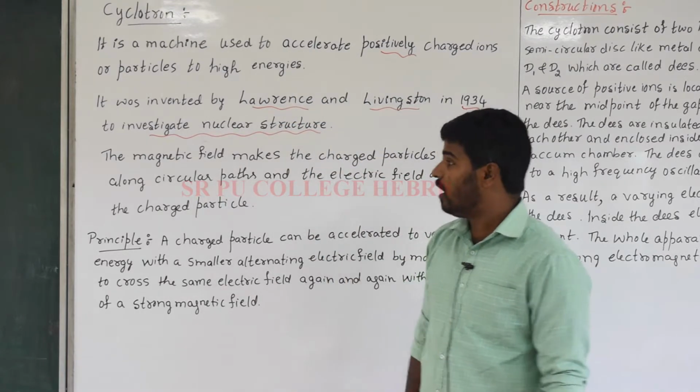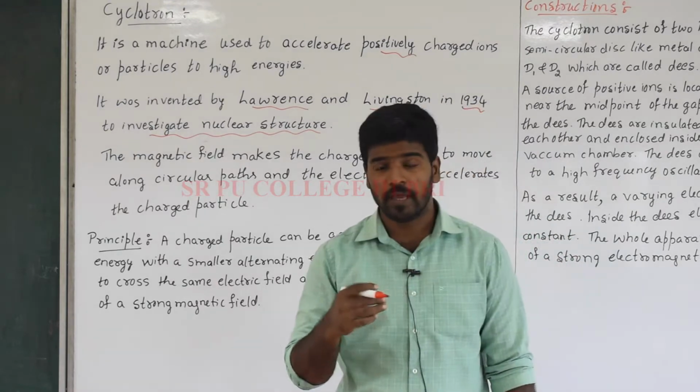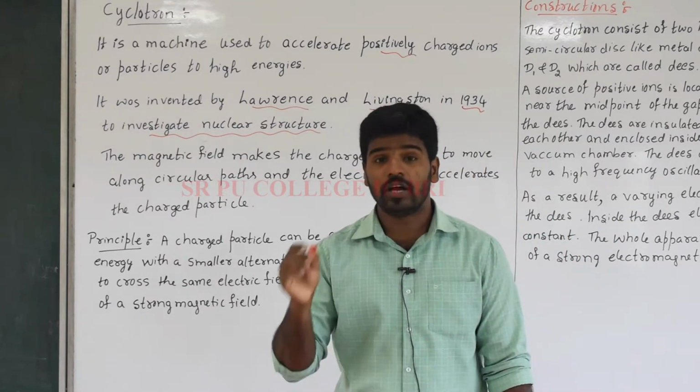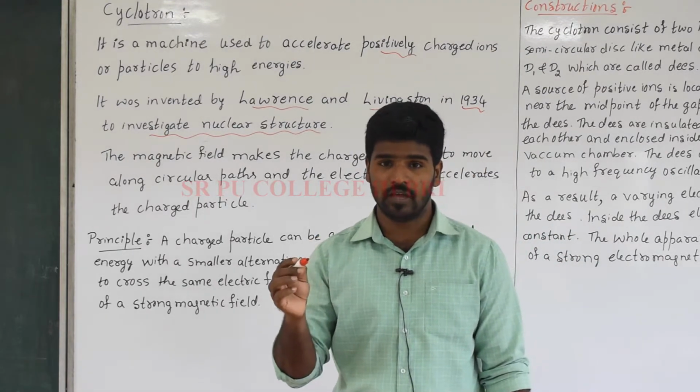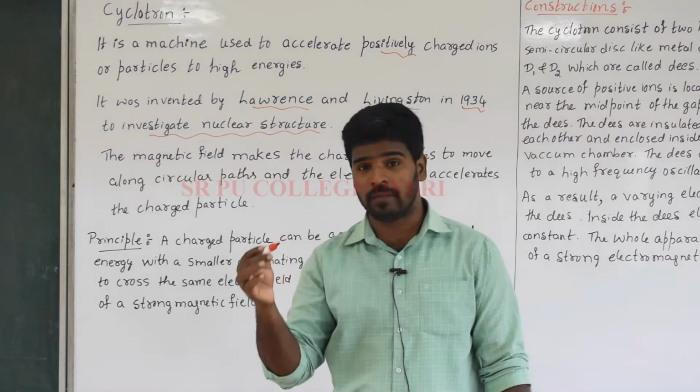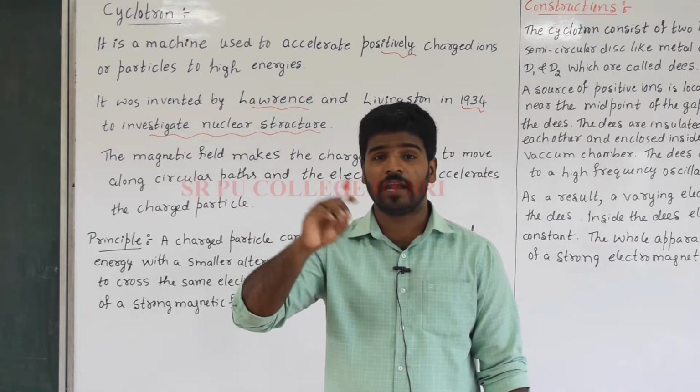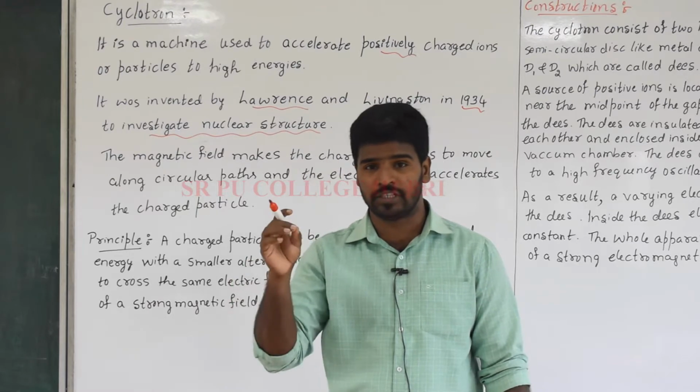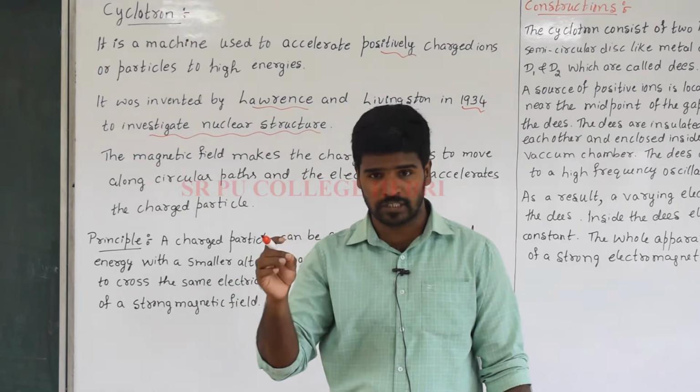The next one, the magnetic field. Before that, in a cyclotron the charged particle works in the electric field as well as the magnetic field, and that electric field and magnetic field are perpendicular to each other, or they are crossed with each other.